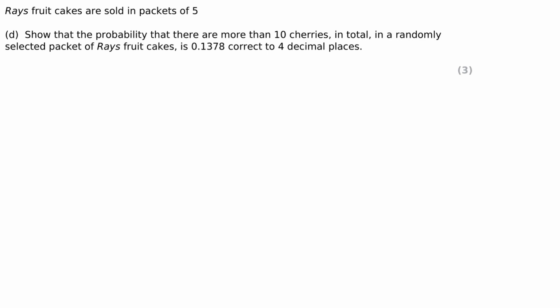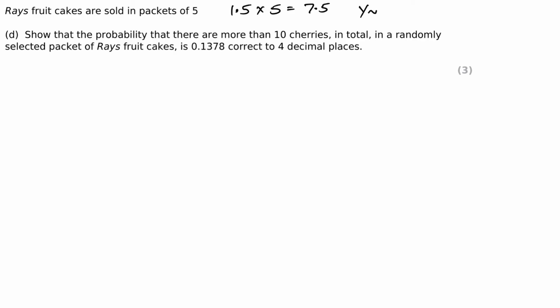Now part D gives us a little bit of a difference. So now we're told that the fruitcakes are sold in packs of 5. So before our value of lambda was 1.5, wasn't it? Because it was a mean of 1.5 cherries per fruitcake. Now we're sold in packs of 5, we need to multiply this by 5. So that's going to give me 7.5.